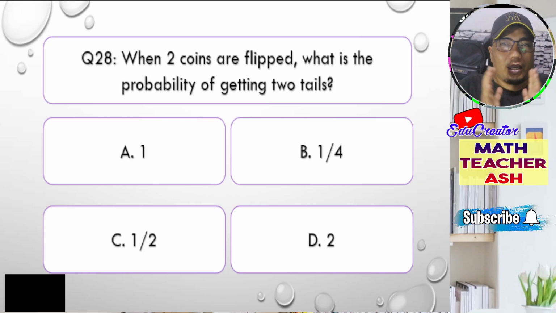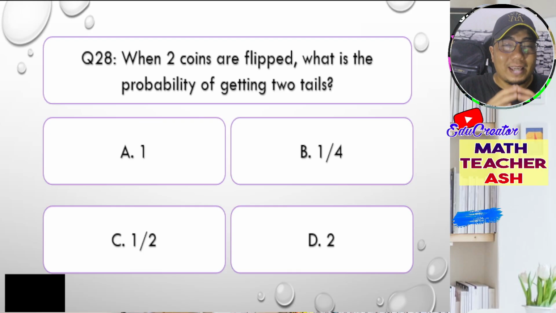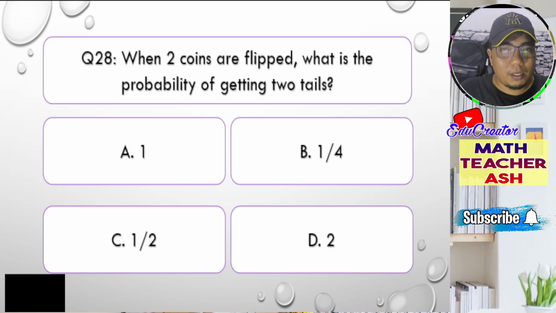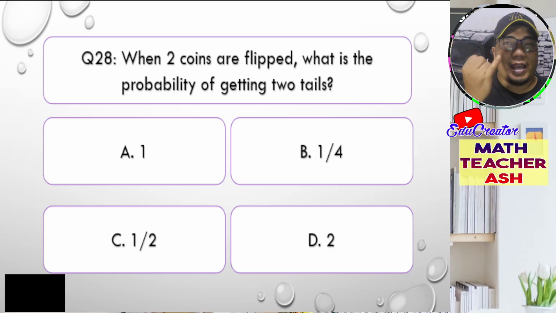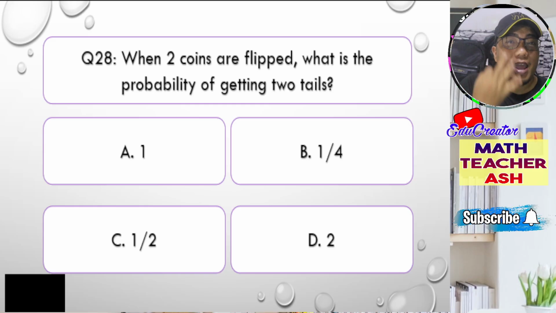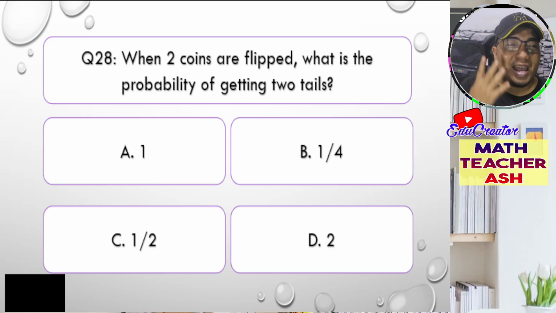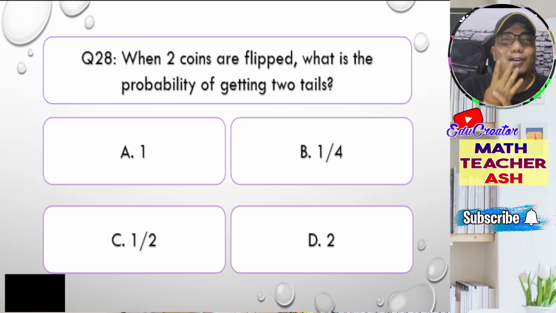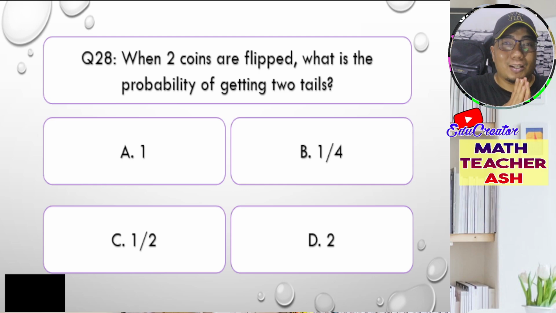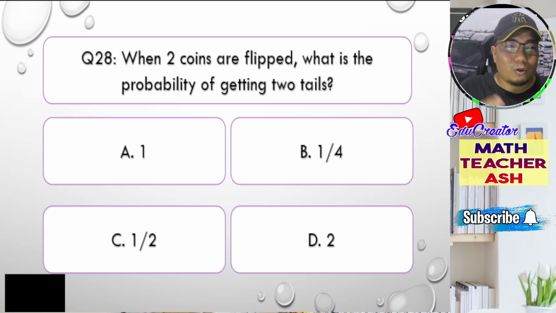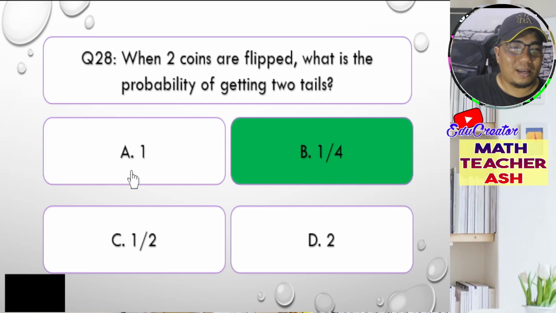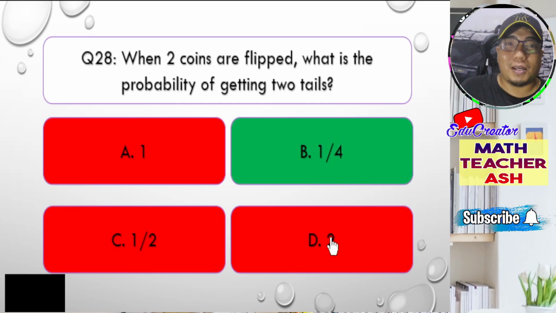But in the given scenario, getting two tails, there could only be one. Why? Because in the two coin flip, you can have head-tail, tail-head, tail-tail, and head-head. Those are the 4 scenarios in the two flip coins. So therefore, talking about two tails, you only have 1 out of 4 scenarios. So the correct answer is letter B. I hope you got that one, my dear math learners.